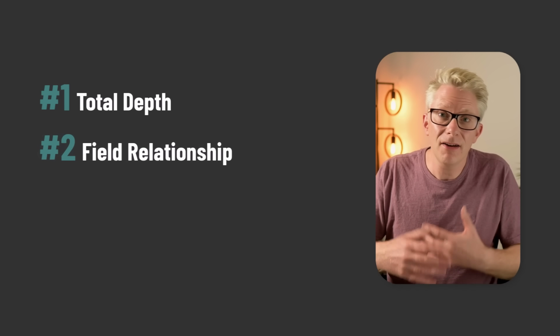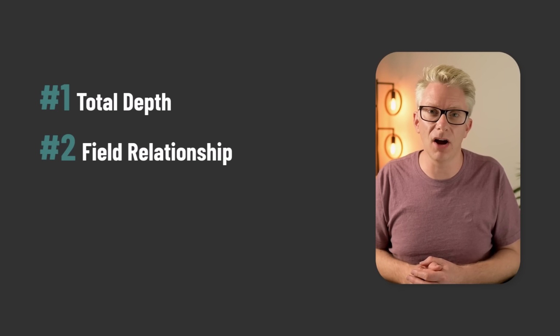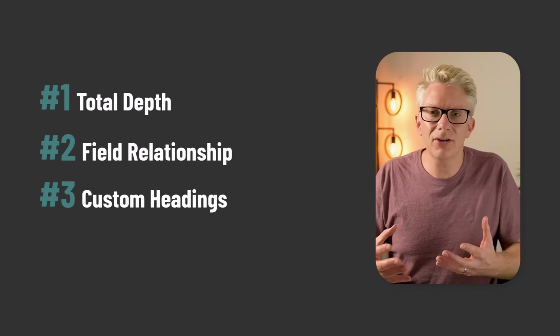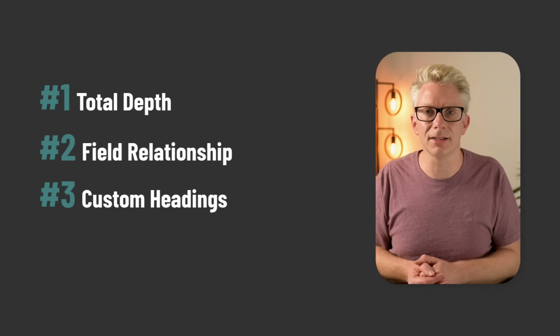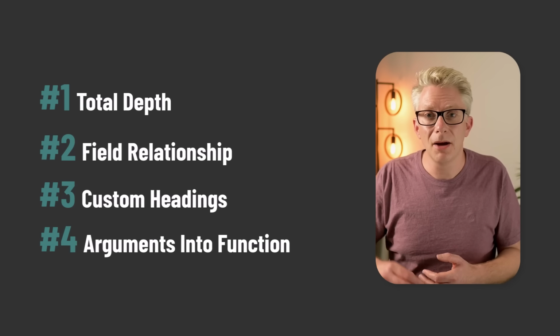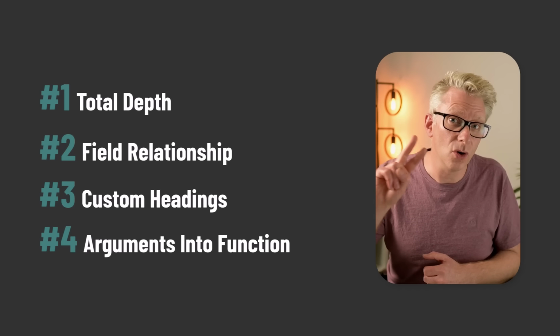Firstly, we can have any subtotal depth number that we need. Secondly, field relationships allow us to sort outside of a hierarchy. Thirdly, we can create custom headings to replace function names as headings. And finally, group by passes 2 arrays into the function, the group of values and all the values.